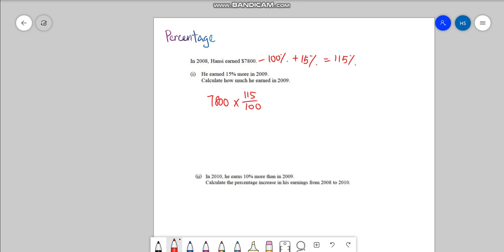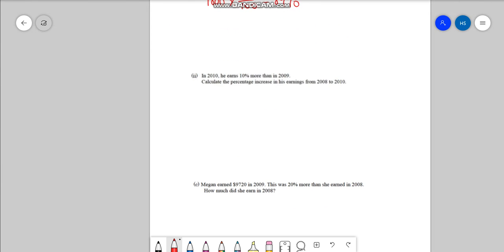Okay, we convert the percentage into fraction. Then you just solve this using your calculator. You should get the answer as 8970. Very simple. Okay, next one.